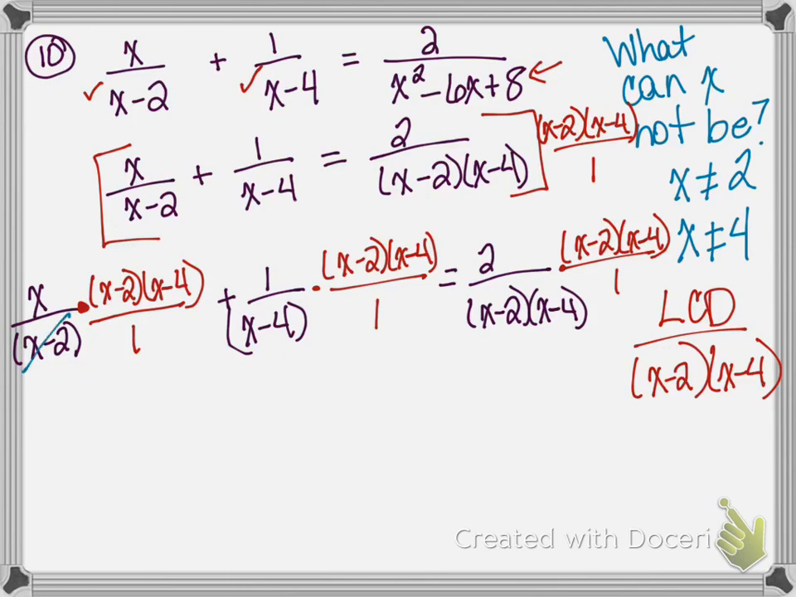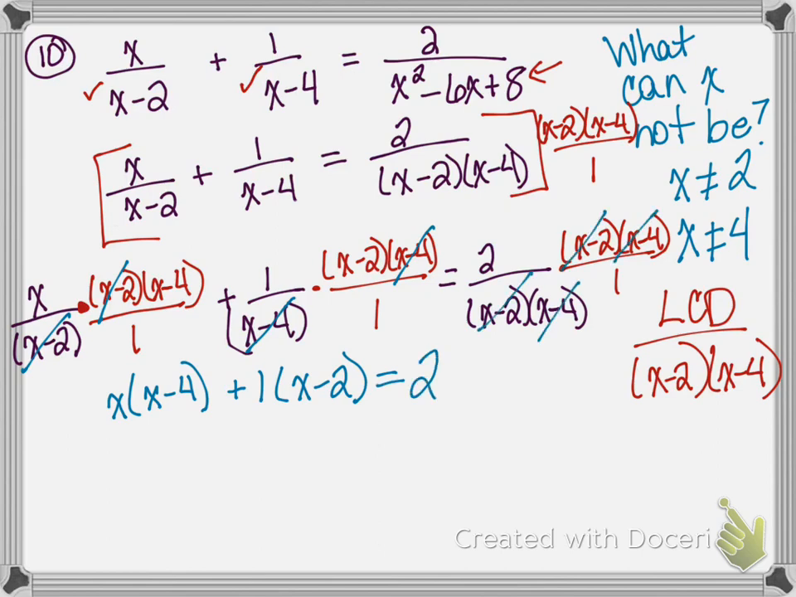So here I've got x minus 2 and x minus 2. So I'm left with x times x minus 4. Here I've got x minus 4 and x minus 4. So I'm left with plus 1 times x minus 2. Now, I didn't have to write that 1 down, but I did just to make sure I was clear on that. Then that's going to equal, and these both cancel, so it's going to equal 2. Much easier to deal with. Much, much easier to deal with.